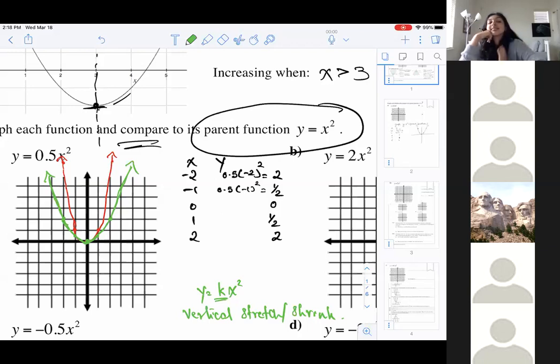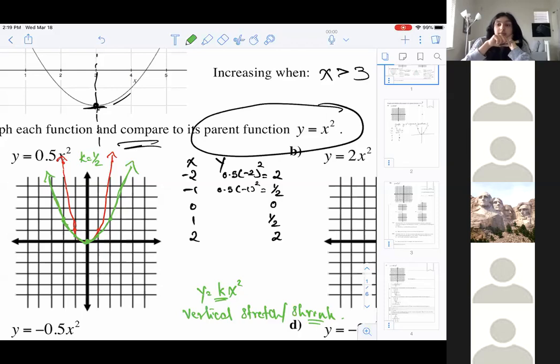So then you look at the k, right? What is the value of k in this example? In this example, k is equal to 1/2, correct? Okay, that's less than 1. That is why it looked like a shrink. When k is greater than 1, it's going to look like a stretch. So it's going to become more narrow, very, very close to the y-axis. That is what a vertical stretch means. Is that clear, Jasmine?